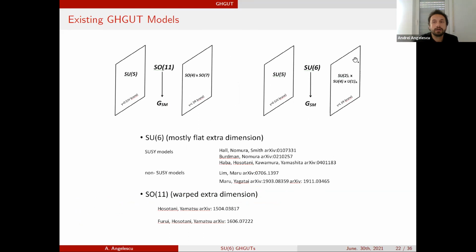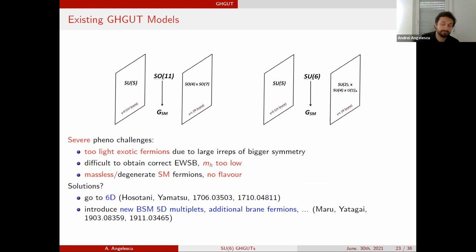Of course, this Gauge-Higgs Grand Unified Theory is not a new idea. There have been many attempts to build such models, for example, based on SO(11) or on the SU(6) bulk gauge group, which usually is broken to SU(5) on the UV brane and to some other group on the IR brane in such a way that the Standard Model gauge group is reproduced at low energy, and in such a way that the only scalar or A5 modes that you have will be the ones corresponding to the Higgs. So this is what people did, but they ran into some severe phenomenological challenges.